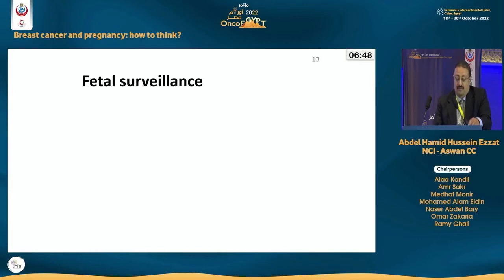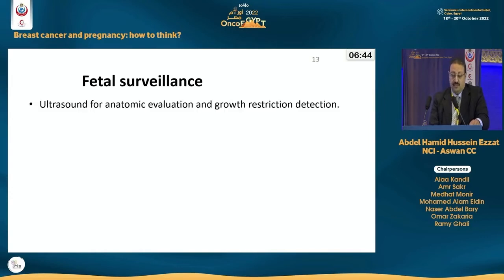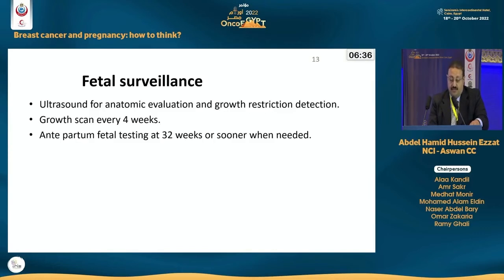We have to take into consideration fetal surveillance: ultrasound for anatomical evaluation, a growth scan every 4 weeks for growth restriction, and antepartum fetal testing at 32 weeks or sooner. Delivery is better at term. Placental metastasis has been reported in the literature, so the placenta is better sent for pathology.